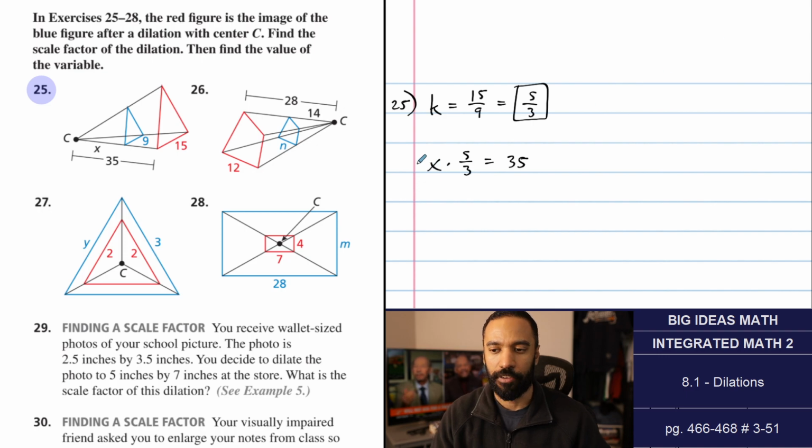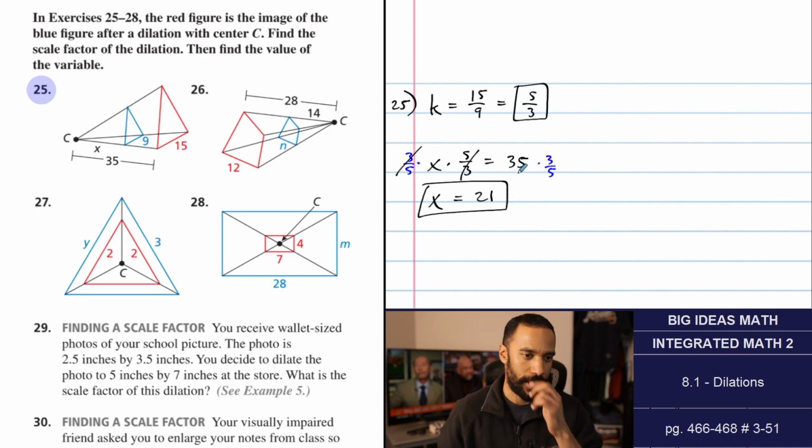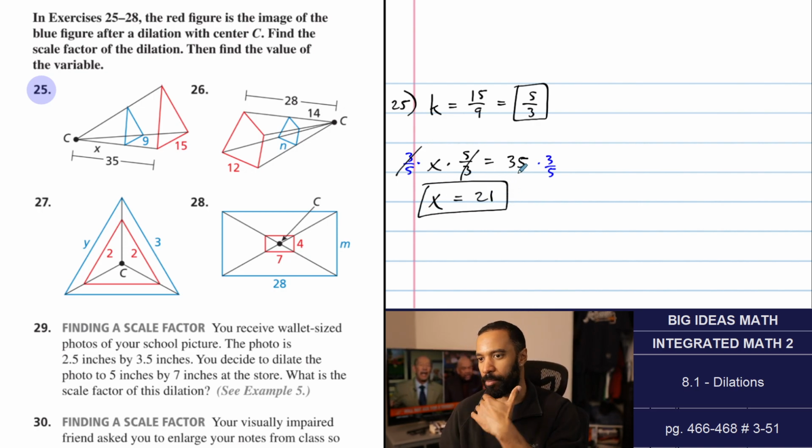So how do I solve for x here? I can divide both sides by 5/3, which is also multiply both sides by 3/5, like that. And 35 divided by 5 is 7 times 3 is 21. That is the value of x. That's one way of going about this problem. It is 3/5 of 35 given that the scale factor is 5/3.